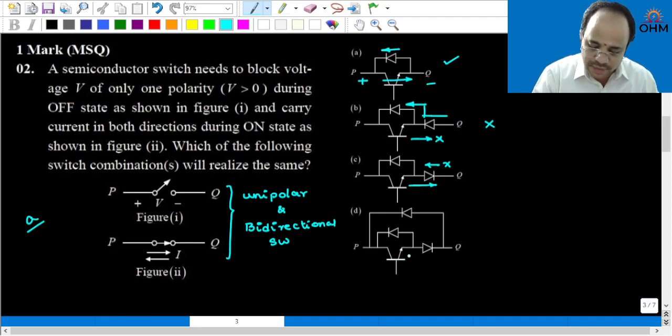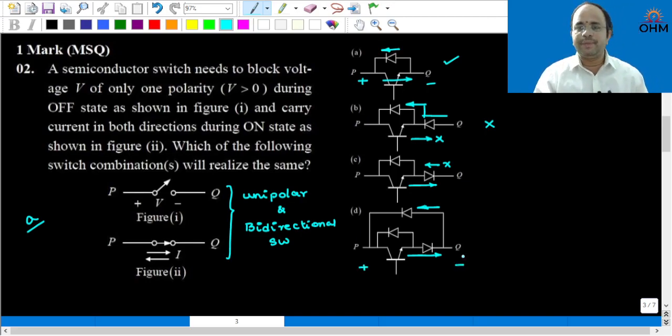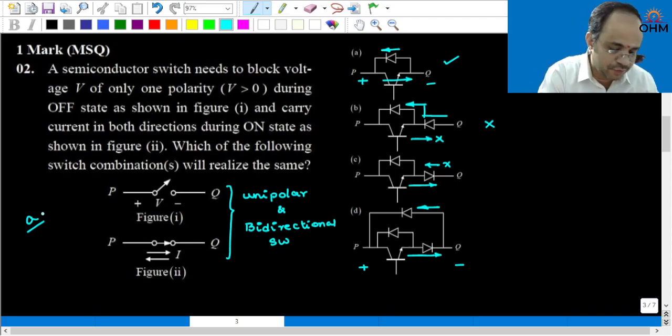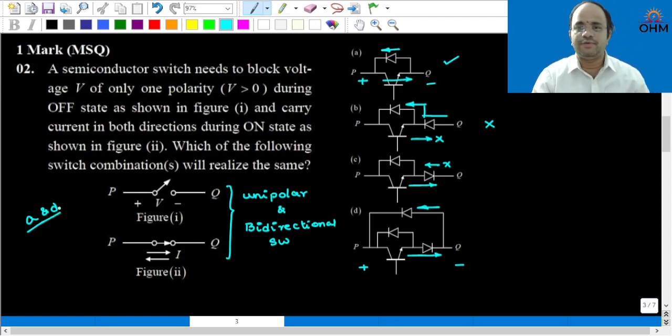Now, in this case, current can flow from P to Q. Current can also flow from Q to P. And the voltage across the switch will be simply positive voltage, right? Unipolar voltage. Therefore, option D is also suitable for the given question. So there are two correct options, that is A and D.